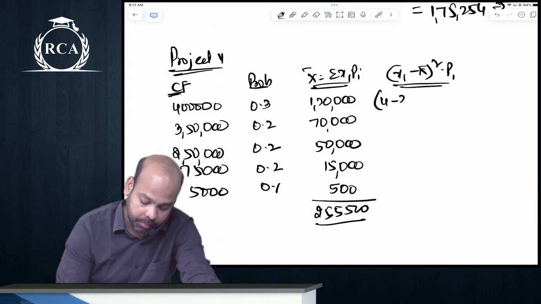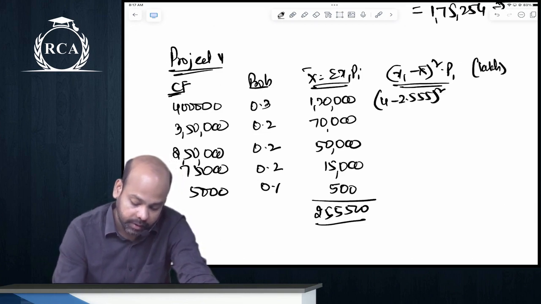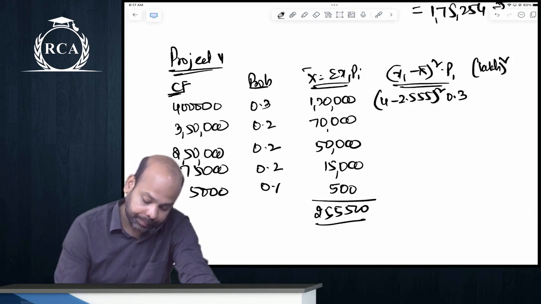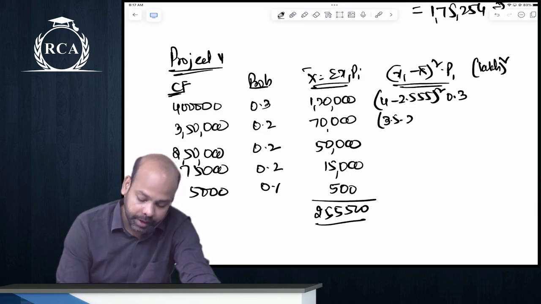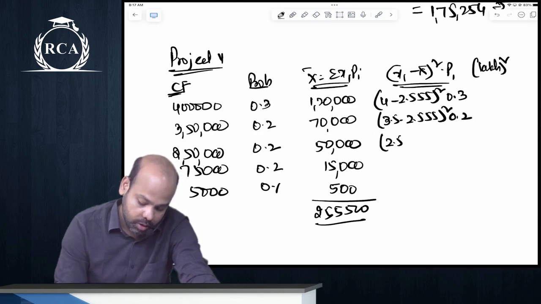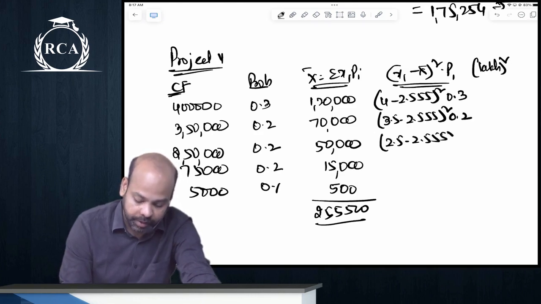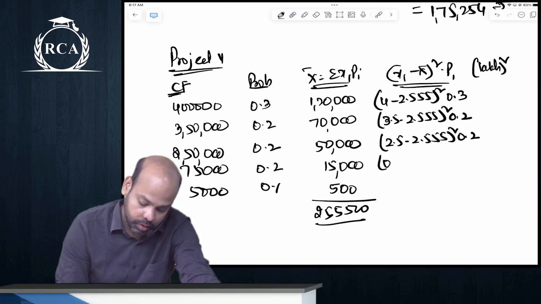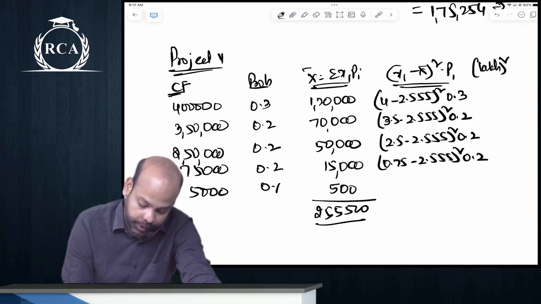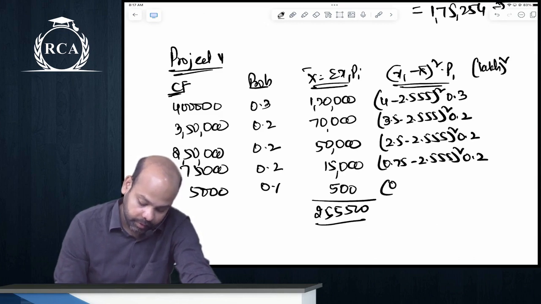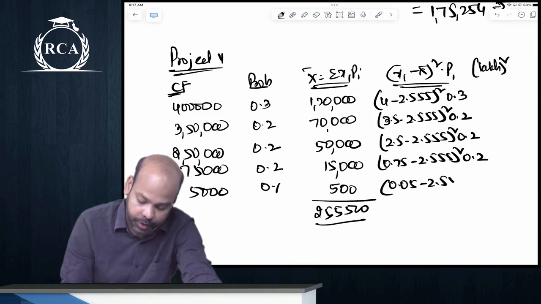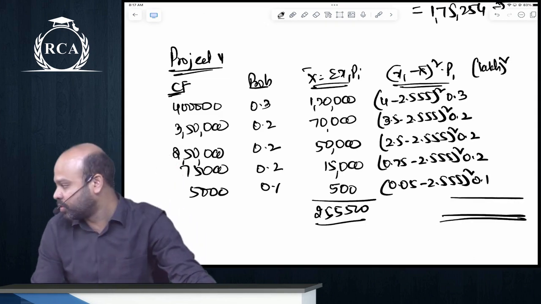You will write 4 minus 2.555 whole square. This is in lakh square guys, into 0.3. 3.5 minus 2.555 whole square into 0.2. 2.5 minus 2.555 whole square into 0.2. 0.75 minus 2.555 whole square into 0.2. This is 0.05 beta, minus 2.555 whole square into 0.1. How much will this be, guys?